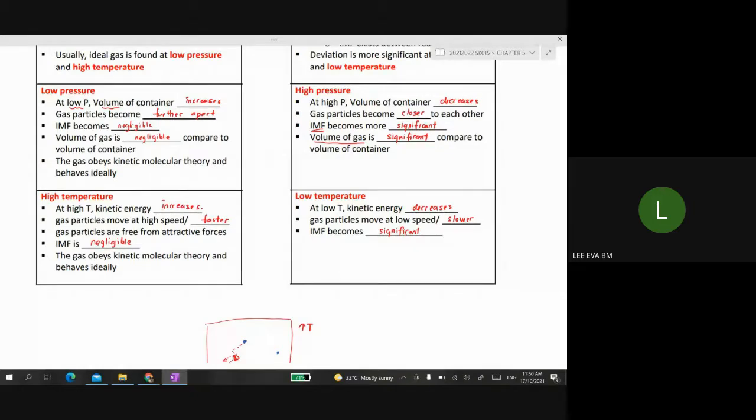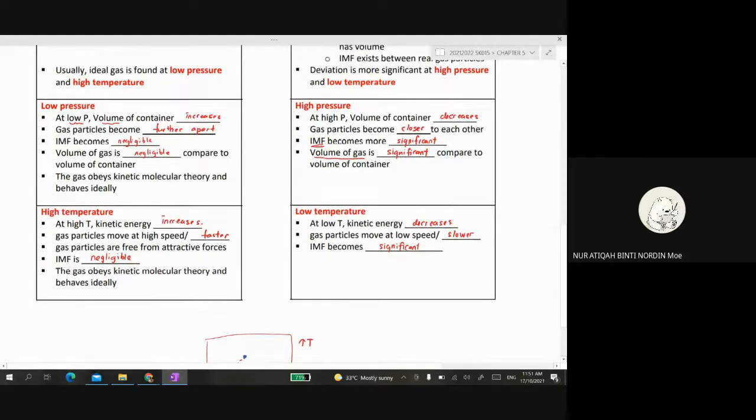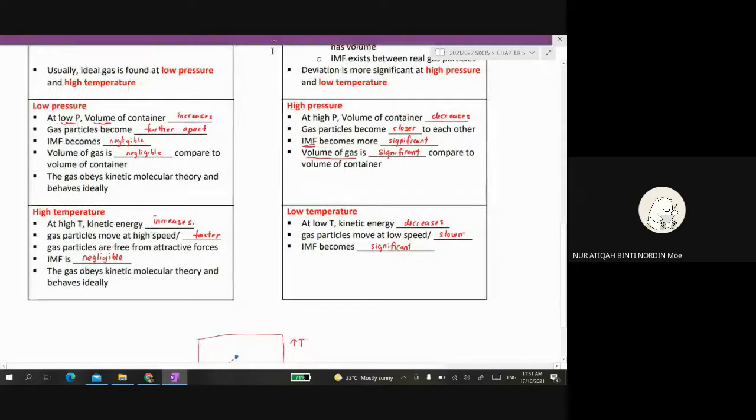If it is difficult to remember, memorize one set only, for the ideal gas. Then for the real gas, it is the opposite. Okay, so over here, are there any questions you would like to ask? Can I proceed to the next one? Can, madam. Okay.